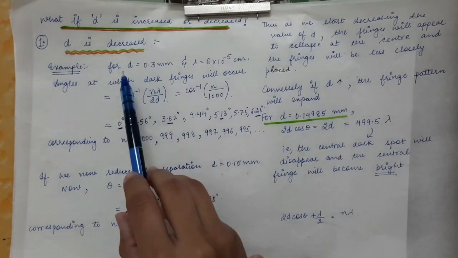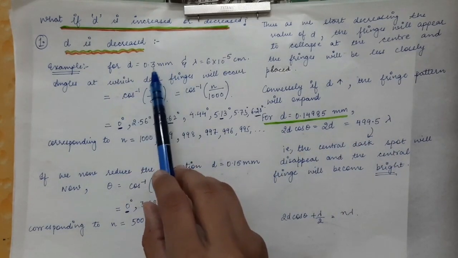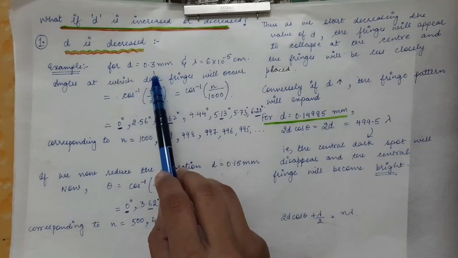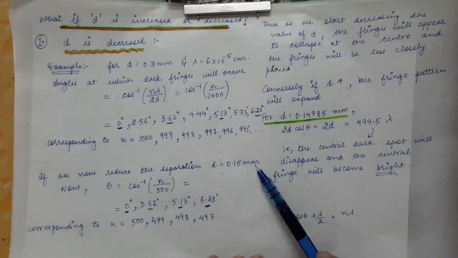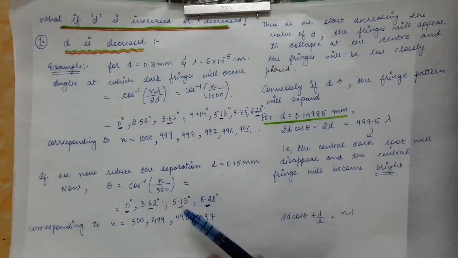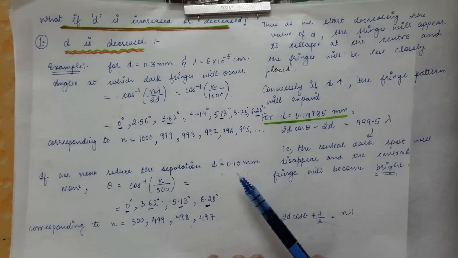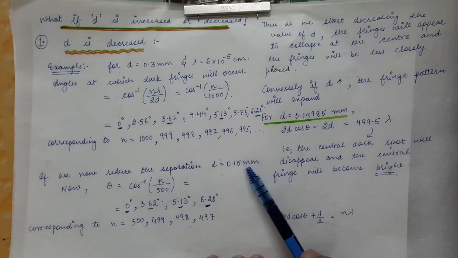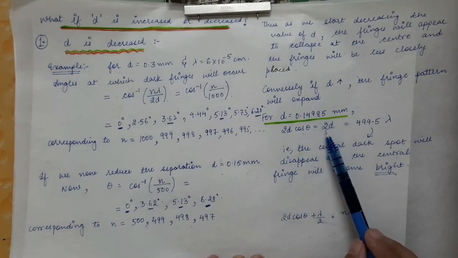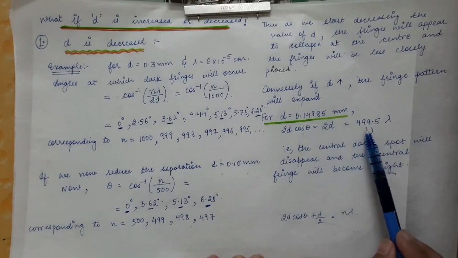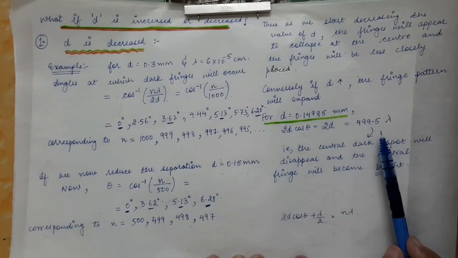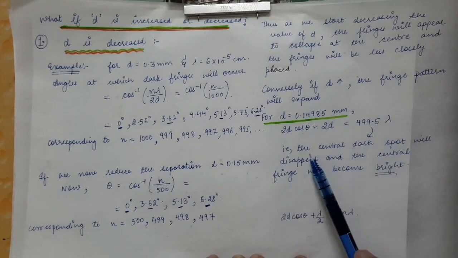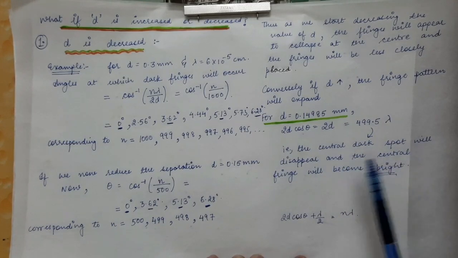So when d is equal to 0.3 mm, the central fringe was a dark fringe, and when d is equal to 0.15 mm, the central fringe was again a dark fringe. But now when you reduce the distance between the two mirrors by a very small amount, this 2d comes out to be equal to (n plus half) lambda, which is the condition of constructive interference. Means the central dark spot will disappear.